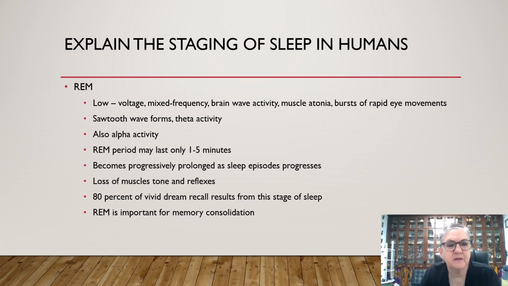Okay, let's talk about REM a little bit. We know that it has low voltage, mixed frequency brain wave activity, muscle atonia, and bursts of rapid eye movement. The EEG shows the low voltage. The eye movement shows the rapid eye movements. There's sawtooth waveforms or theta activity also present, and also alpha activity. A REM period may last only 1 to 5 minutes, but becomes progressively prolonged as the sleep episode progresses. There's loss of muscle tone and reflexes, and 80% of vivid dream recall results from this stage of sleep. REM is also important in memory consolidation.